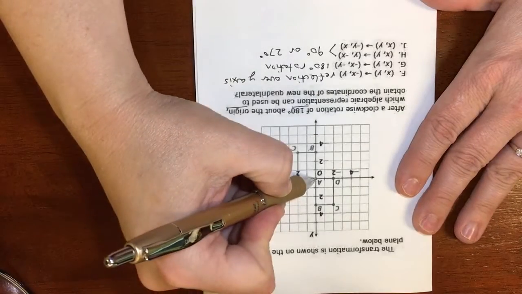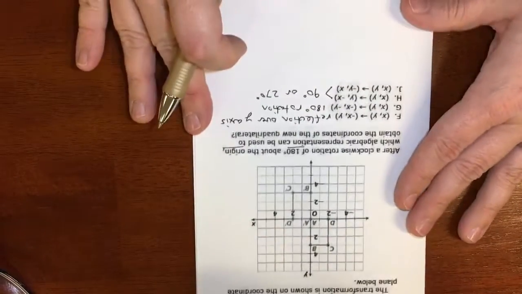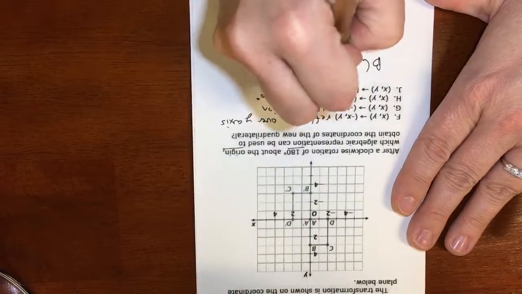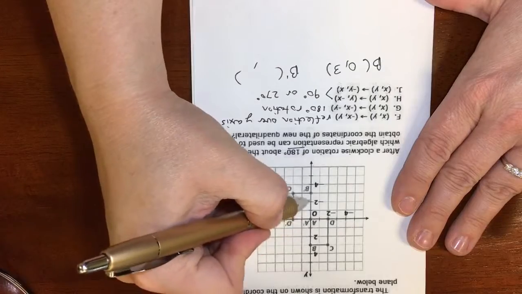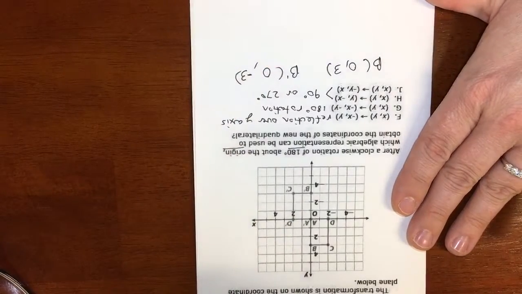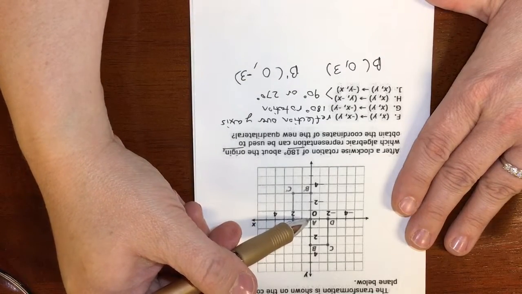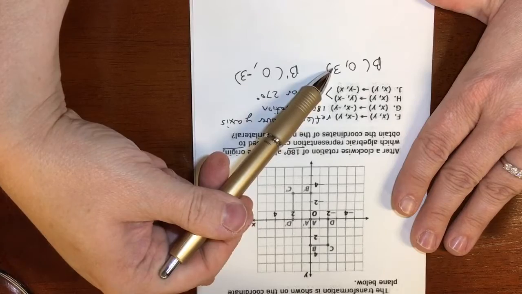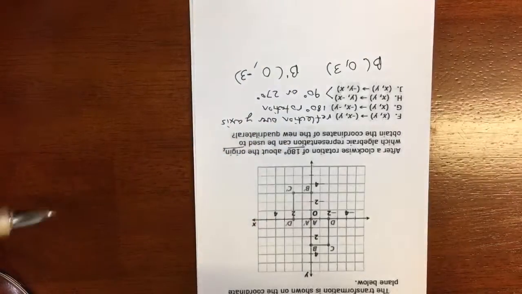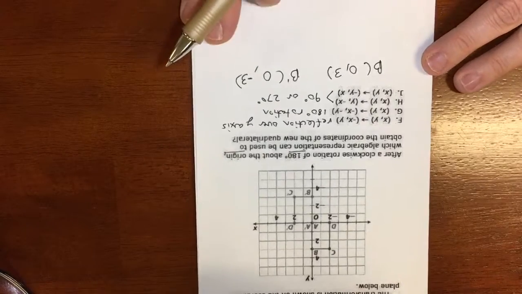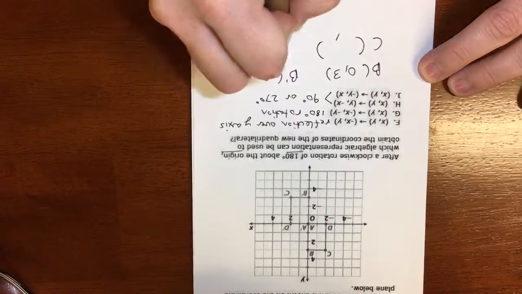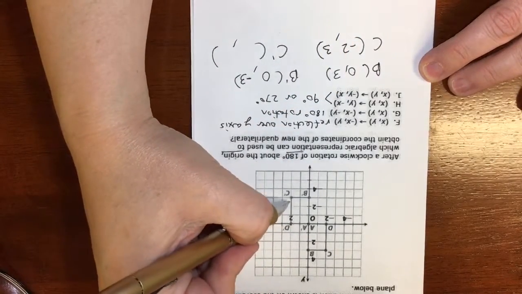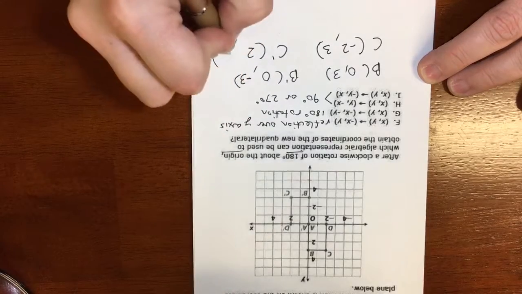So if I use B, okay, point B is at 0, 3, and B prime is at 0, negative 3. Well, 0 is not going to be the best option because it's not either negative nor positive. But I can at least tell that the y's are going to change to the opposite. All right, so if I pick, let's use this C coordinate. All right, so C is at negative 2, positive 3. And C prime is at positive 2, negative 3.